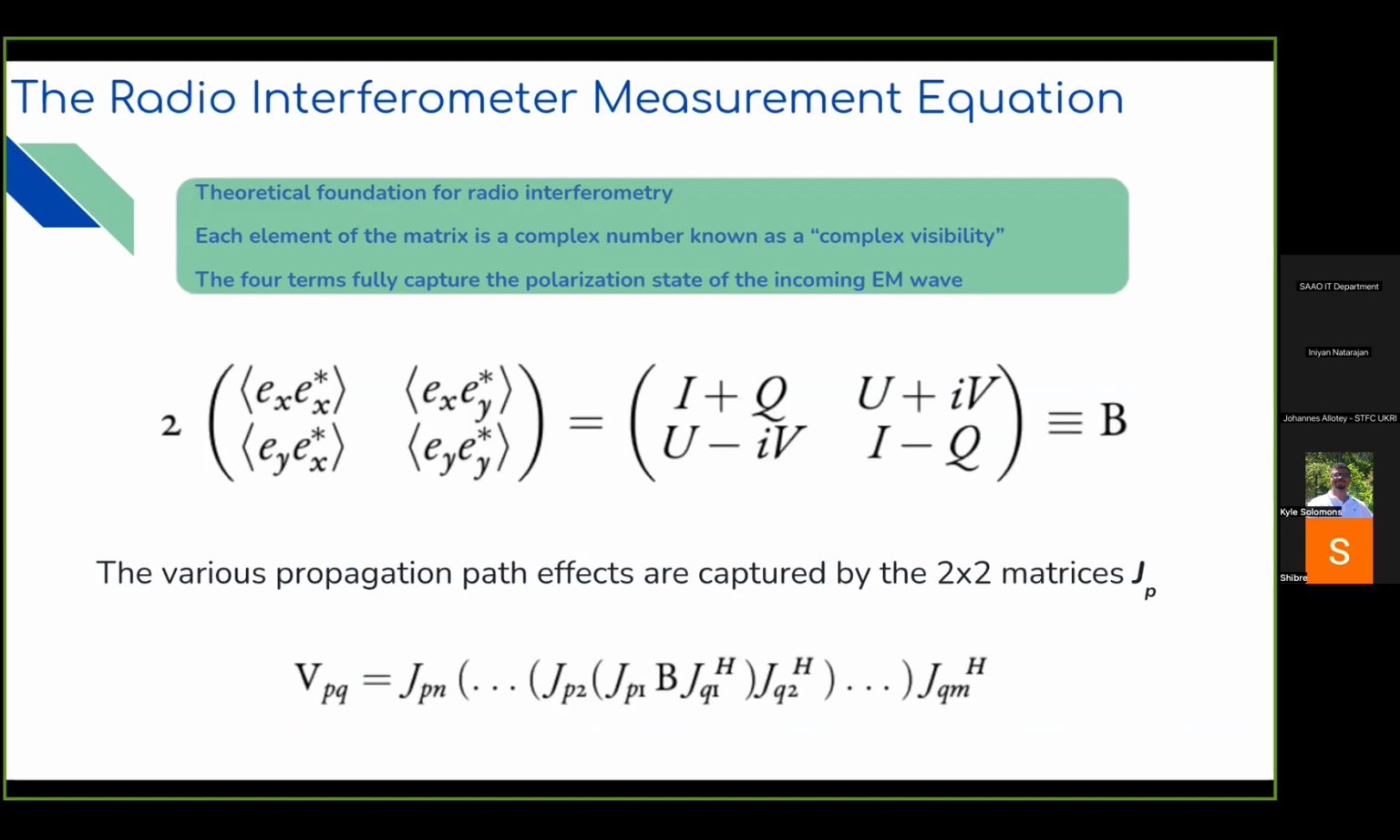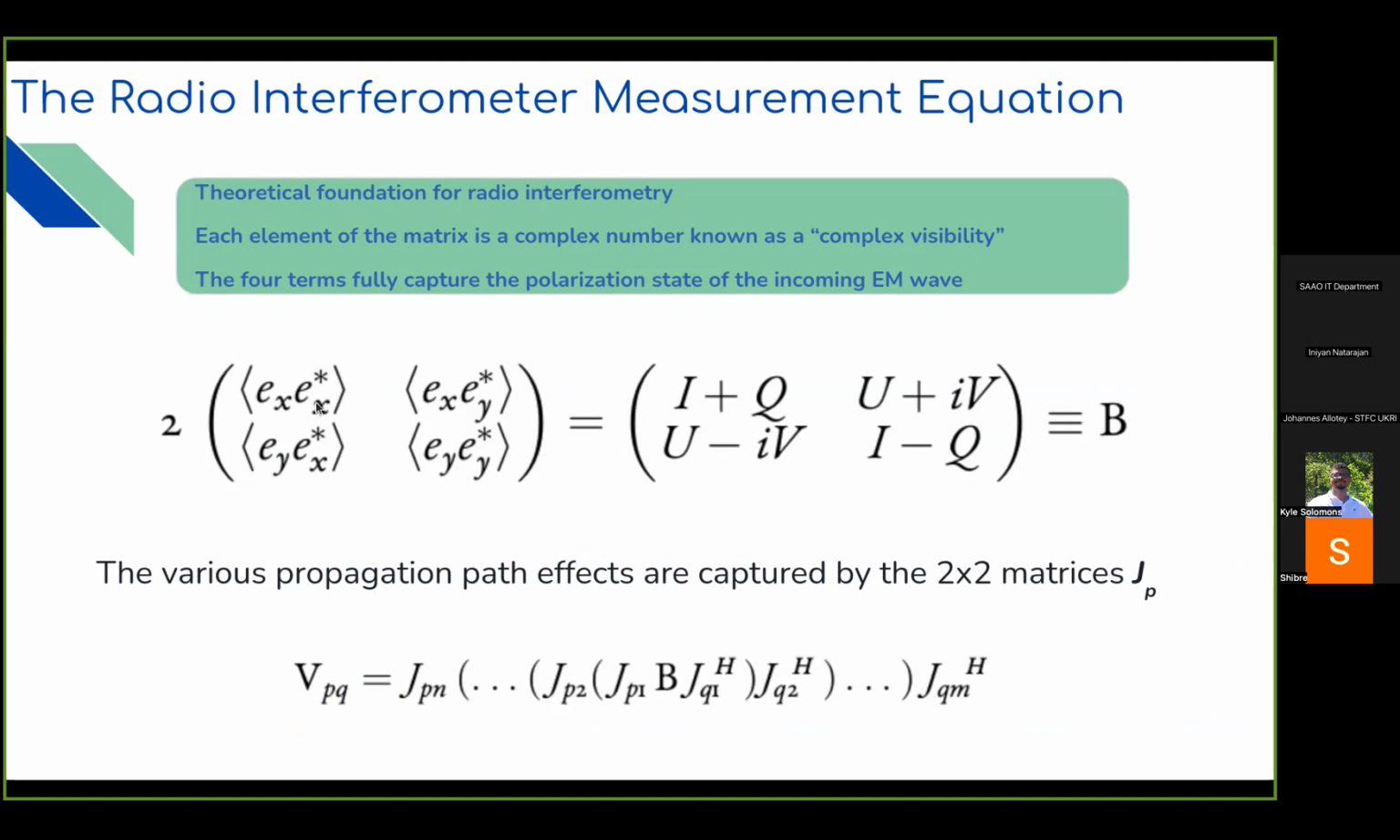So just a quick introduction to the radio interferometer measurement equation. Apologies if you already know this. This provides the theoretical foundation for radio interferometry. When you do a full polarization radio observation using two orthogonal polarization feeds, there is a matrix called the coherency matrix that you can form using the electric fields at the two different antennas.